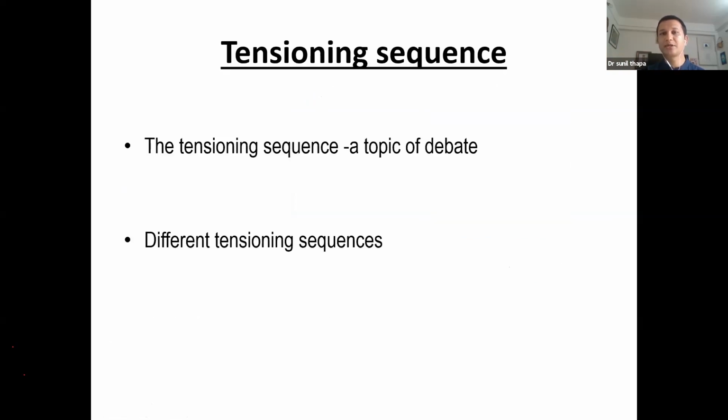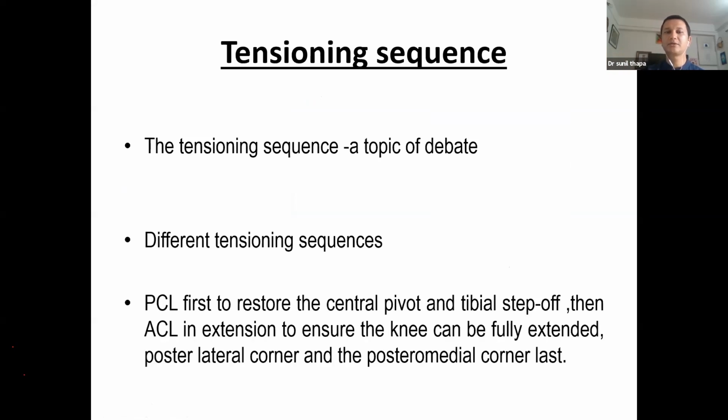So another important thing is how to tension after creating all those ligaments. What is the proper tensioning sequence? It is also a topic of debate, and different authors suggest different tensioning sequences. The PCL should be tightened first to restore the central pivot and tibial step off, and this is followed by the rest. And then there are proponents who fix PLC first, and others who fix ACL first.